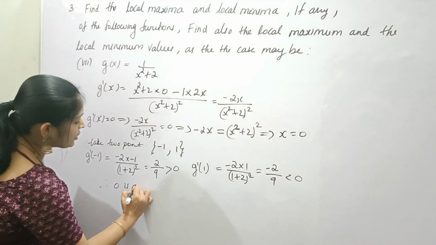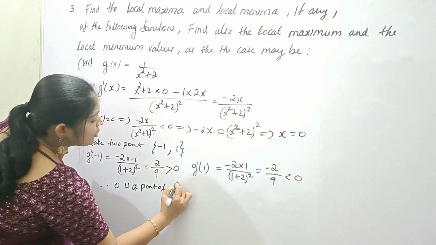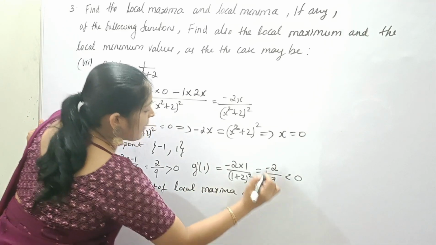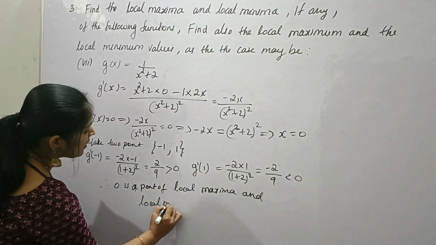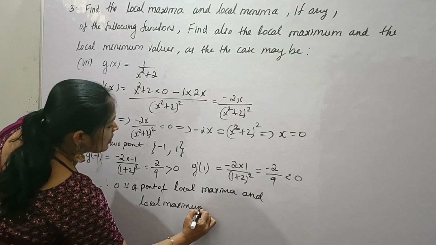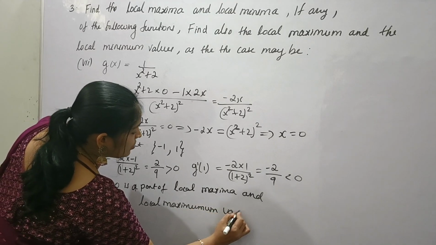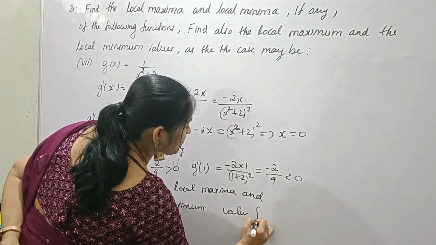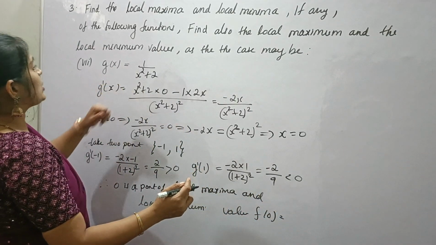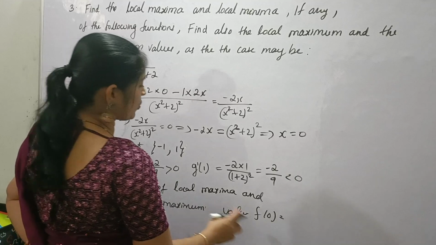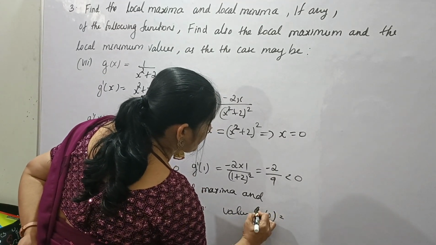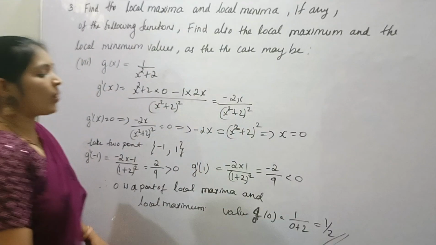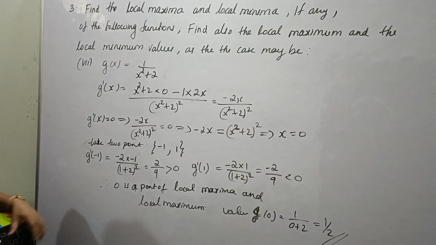So here 0 is a point of local maxima, and the local maximum value is g of 0. Not f, g of 0, that is 1 by 0 plus 2, that is equal to 1 by 2. So 1 by 2 is the local maximum value of the given function.